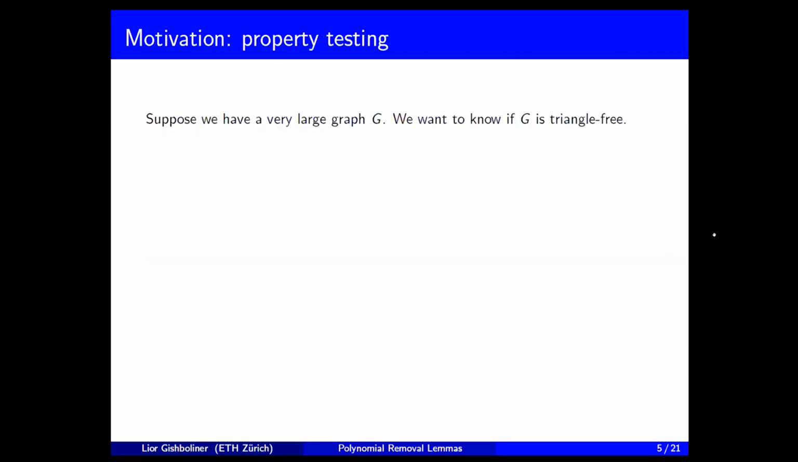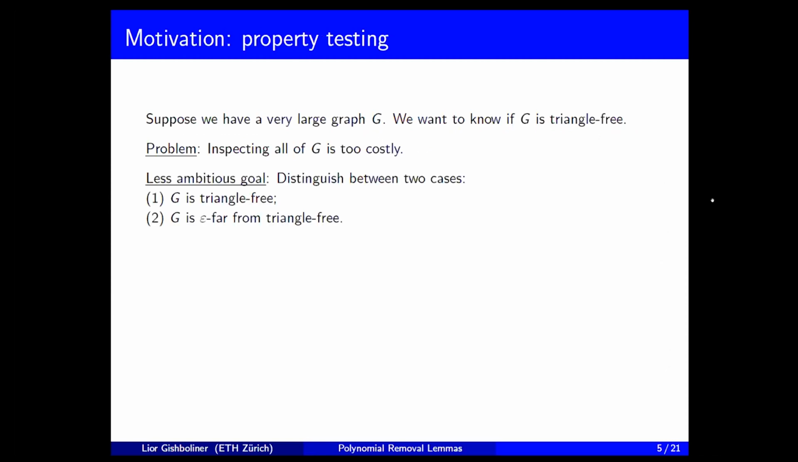Let me give you some motivation for why we want to look at theorems like this. Suppose we have a very large graph, and we want to know if this graph is triangle-free. The graph is so large that we cannot go over all of it, so we have to relax the problem. Let's say we only want to distinguish between two cases. One case is that the graph is triangle-free, and the other case is that the graph is far from being triangle-free. What is epsilon-far? It means that we need to delete epsilon n squared edges to make it triangle-free. So we want to distinguish between those two cases.